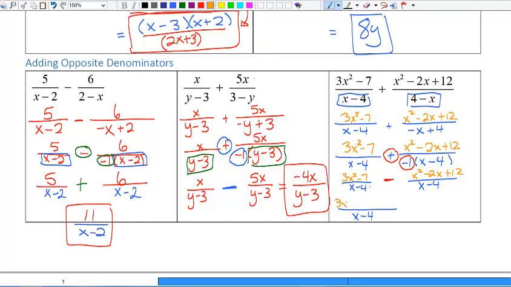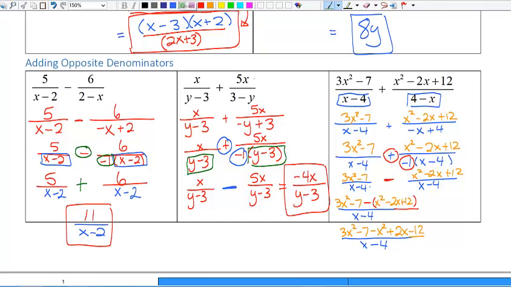And because this is a subtract problem with a polynomial in the back, I need to remember to put parentheses around the second numerator so that I'm not just subtracting the first term in that numerator, but I need to be subtracting all terms in that numerator, which gets me 3x squared minus 7 minus x squared plus 2x minus 12.